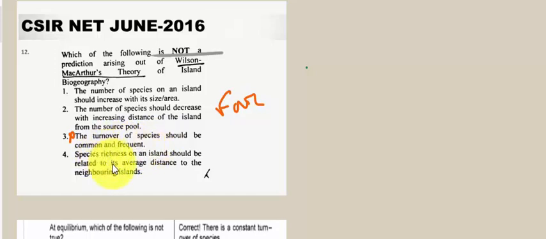Right. So total number means the changes, right? The immigration, the colonization, or the extinction part. Right? So that is the total number of the species. So the answer here will be the total number of species will be common or frequent. This is the wrong statement.